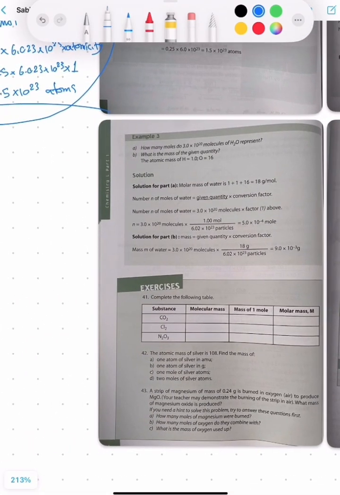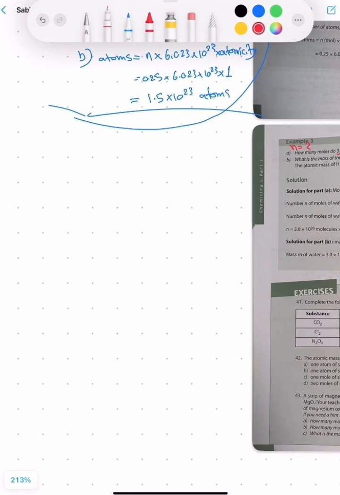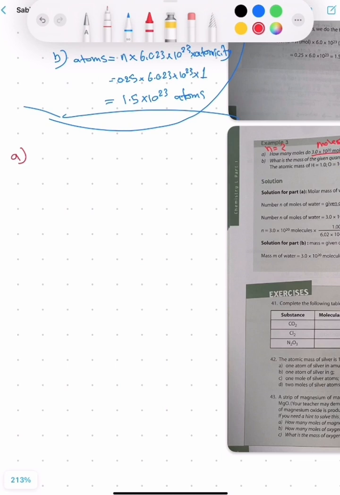Example number 3. How many moles? So number of moles are unknown. We have the number of molecules, which is known. So for A, what's the relationship between number of moles and number of molecules? The rule says number of molecules is equal to number of moles times Avogadro number. So what do we want? We want moles. So we divide it by Avogadro number.